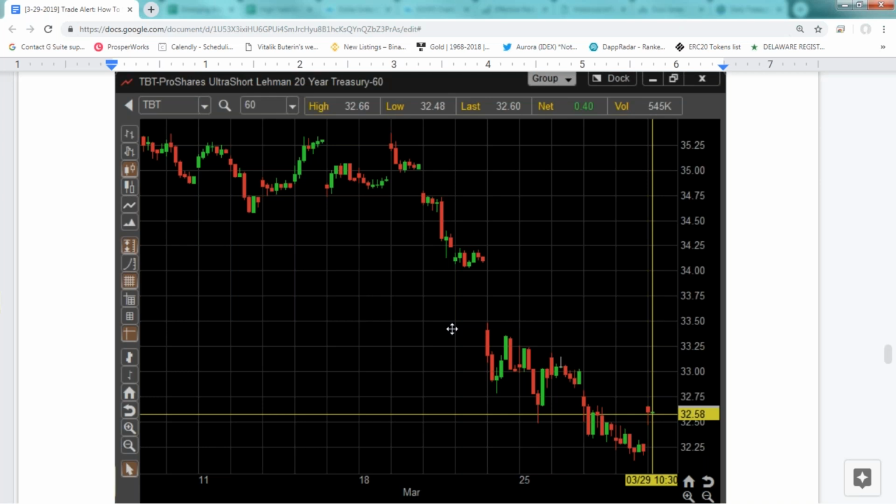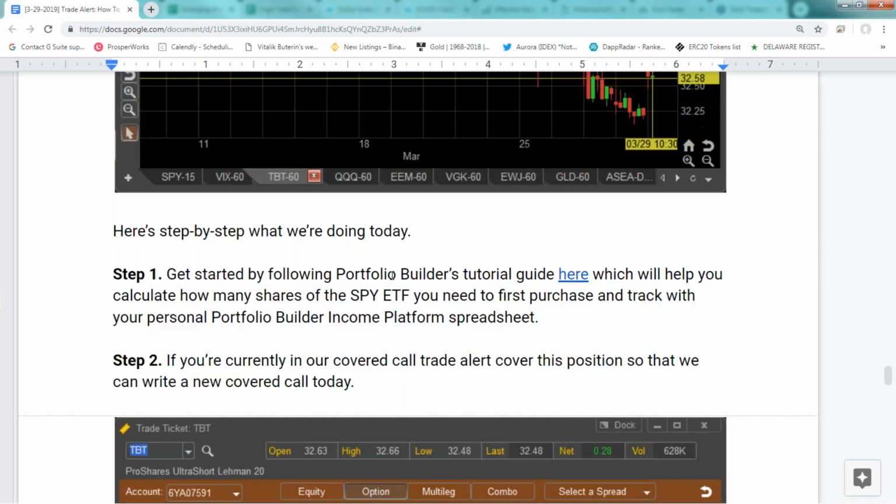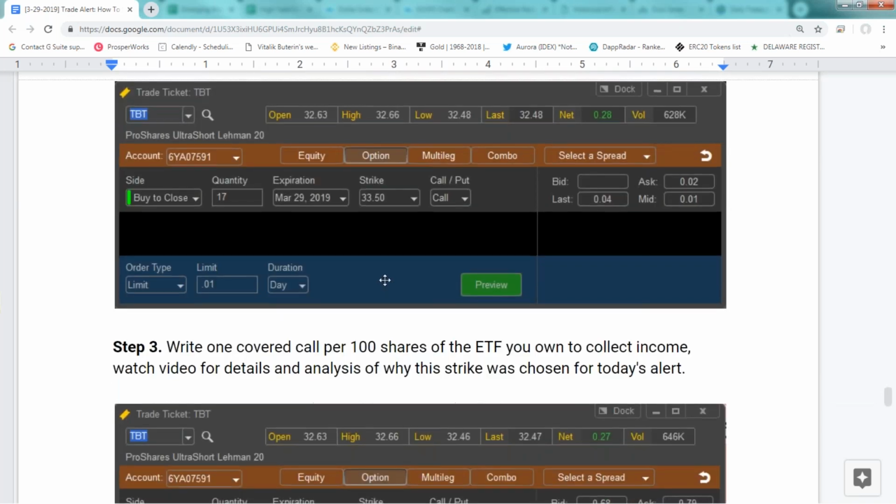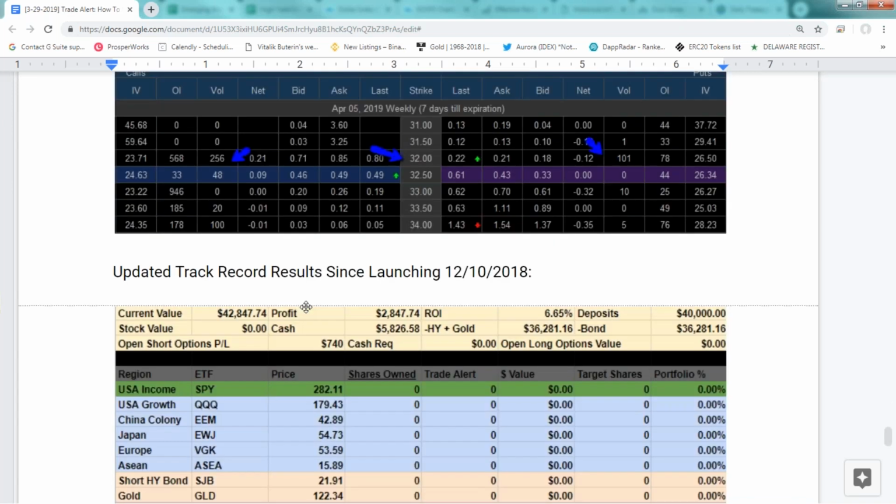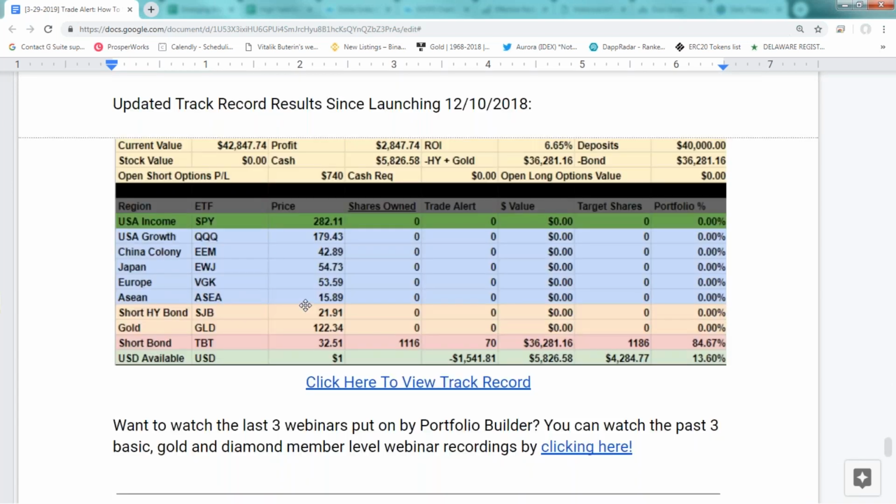The startup cost for the TBT program is significantly less. And this portfolio has still had a very similar return. One of the benefits of this is that it actually only trades on Fridays because it doesn't have those 3 times a week option contracts.